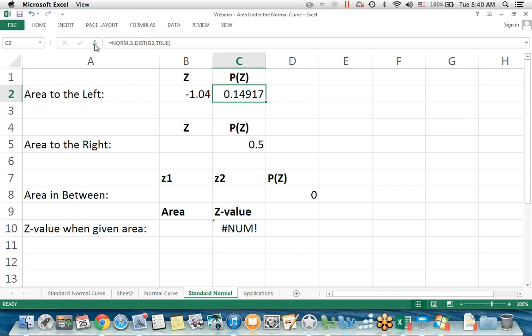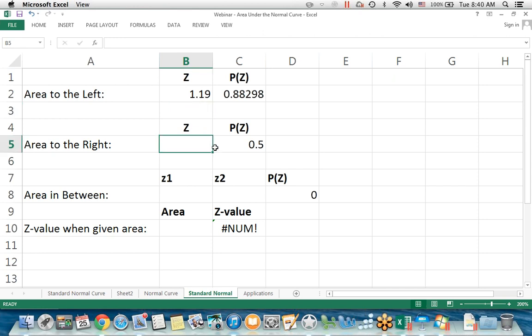Now, what if I want to find number 2? Number 2 asks me for the probability of it being less than 1.19. That gives me an area of 0.88298. This is for problem number 2.